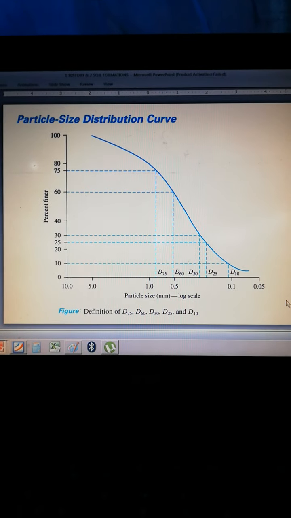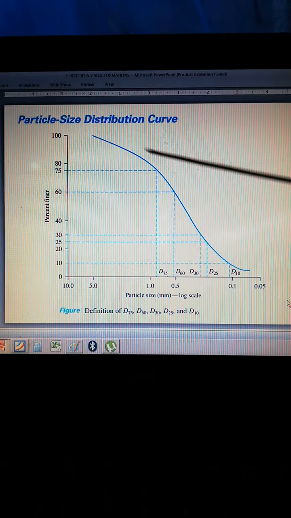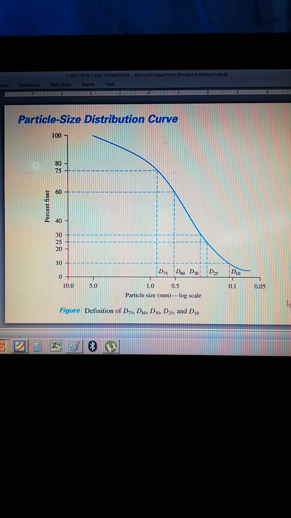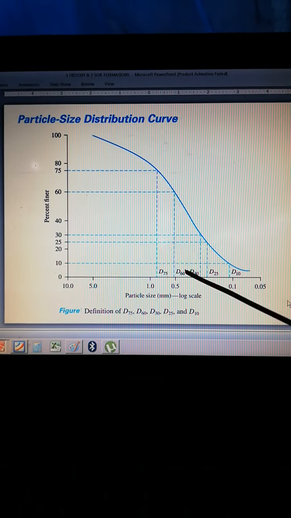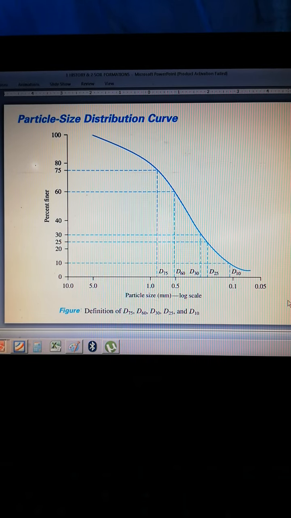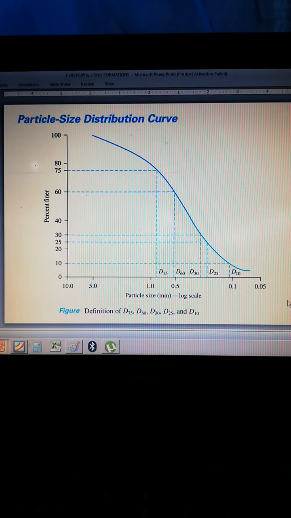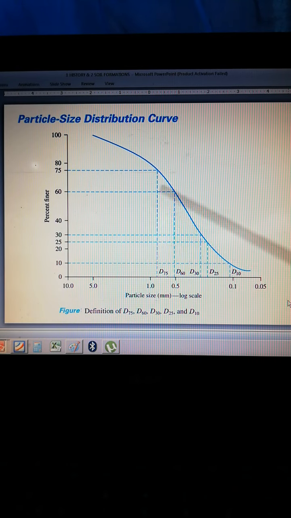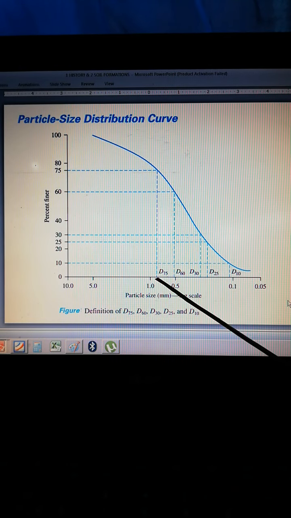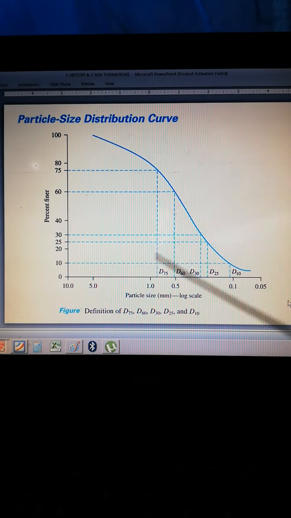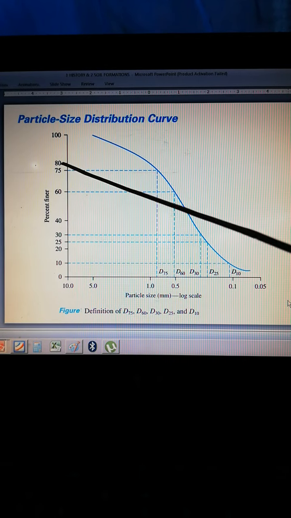Let's go back, no? Now, in our particle size distribution curve, we have these values, D75, D60, D30, D25, and D10. If, for example, you have already plotted, what if you will be asked, D60, what is the value of D60? It's more of your capability to estimate these values, no? Okay, what is this D75?